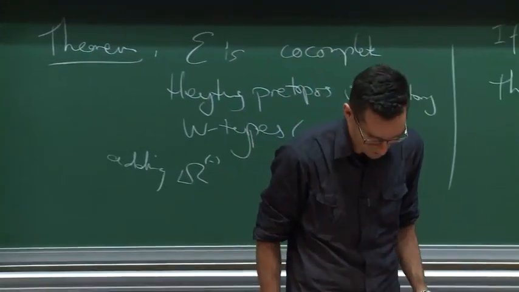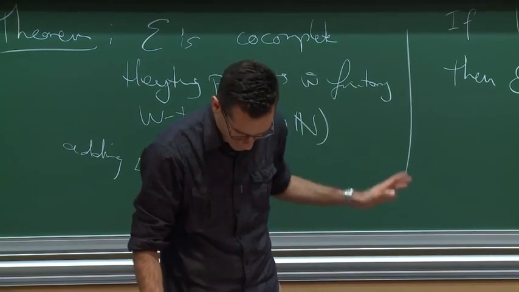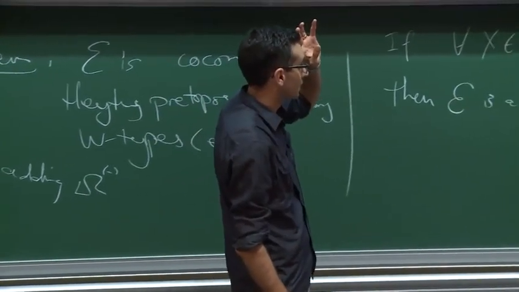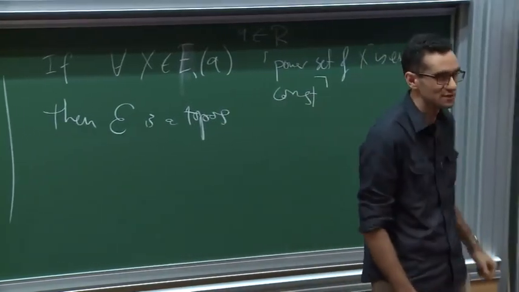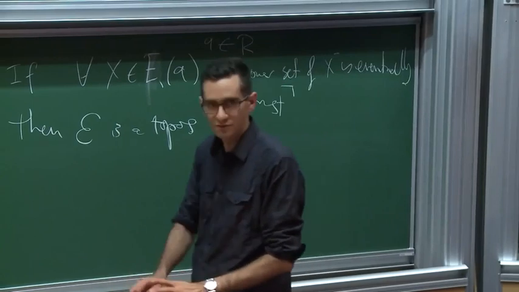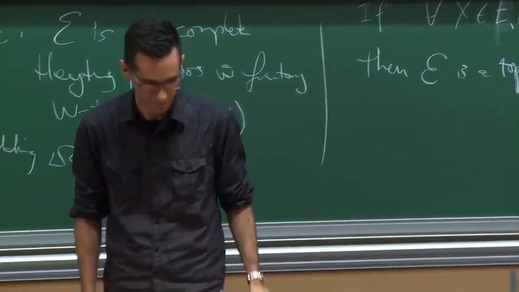But I think I'm over time, so I was going to explain Easton's example of how he characterizes this eventually constant in terms of properties of the posets, but you can see me if you're interested. Thank you very much for your time.